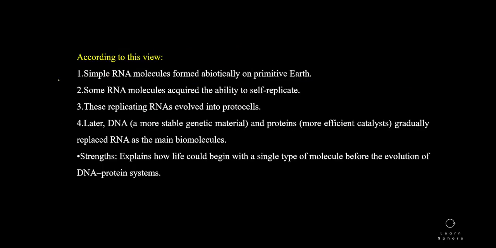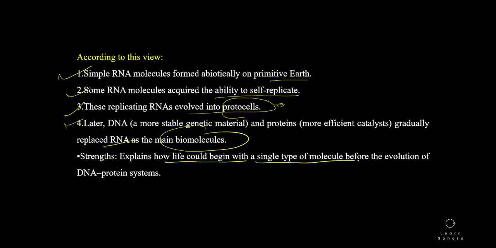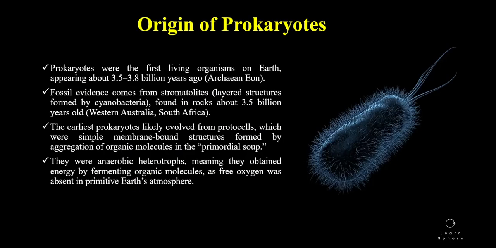According to this theory, simple RNA molecules formed abiotically on primitive Earth. Some RNA molecules acquired the ability to self-replicate, and these replicating RNAs evolved into protocells, which were the initial, or we can say the first, cells. Later, DNA and proteins gradually replaced RNA as the main biomolecules. This theory explains how life could begin with a single type of molecule before the evolution of the DNA-protein system.